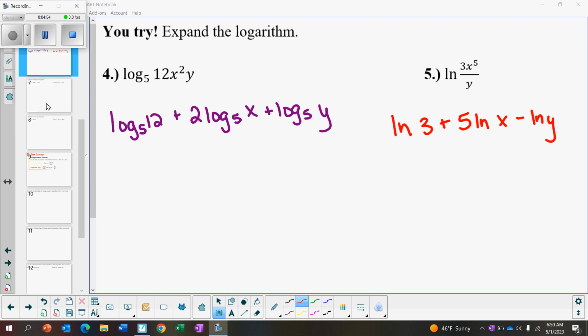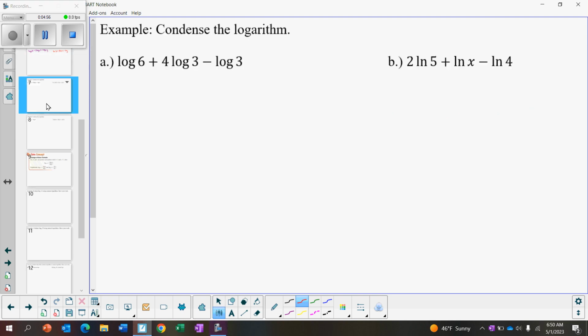So since I can expand a logarithm, I can also condense. Here, I know all of them are log base 10, or just log, so it's going to be log, and it's 6 times, that's a power, 3 to the fourth, minus, which is division, 3. So then I could actually do this work. I could do 3 to the fourth times 6 divided by 3, and what I actually end up with is log 162. And that's it.